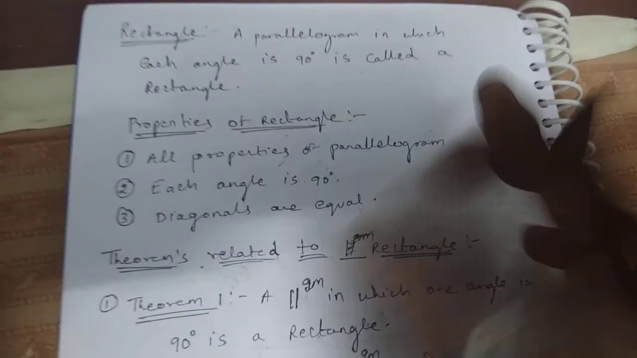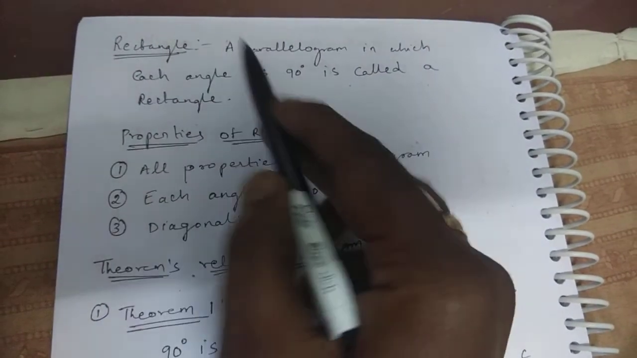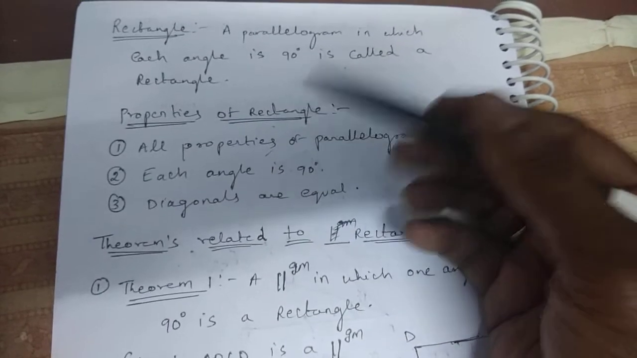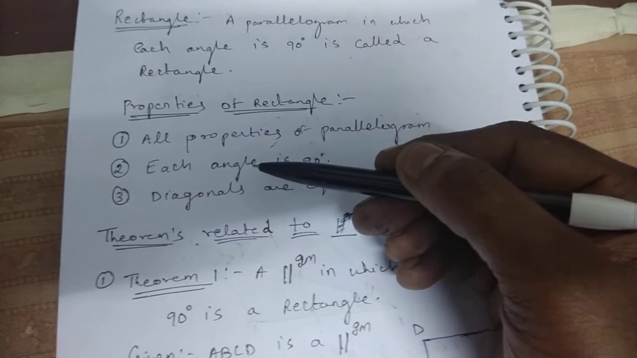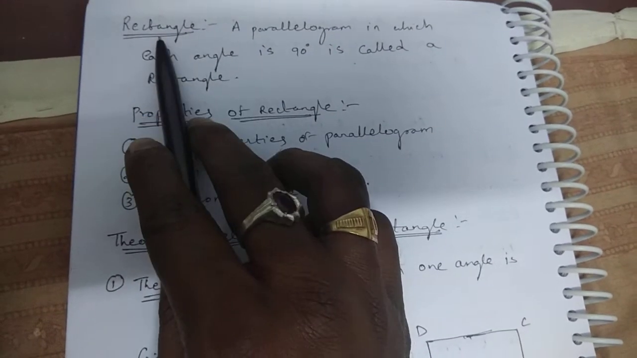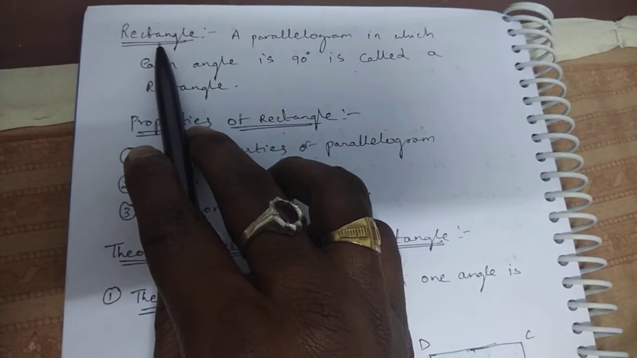Today we are going to learn about the rectangle, theorems related to the rectangle, and properties of the rectangle. I already told you that a rectangle is a parallelogram. Rectangle belongs to the family of the parallelogram.